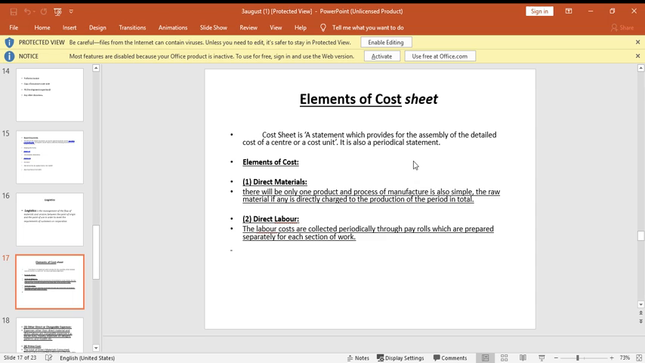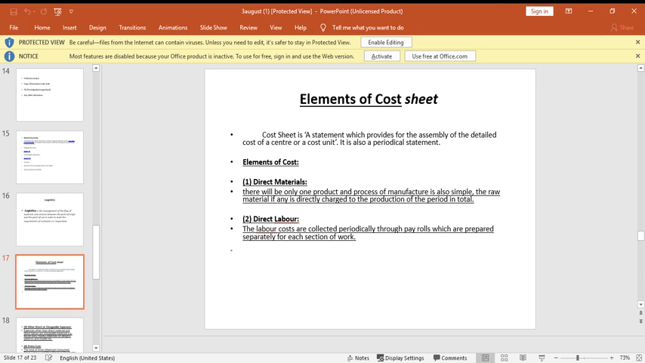Now we are going to learn what the elements of a cost sheet are. Before learning the elements of the cost sheet, we are going to learn what a cost sheet is. A cost sheet is a statement which provides for the assembly of the detailed cost of a cost center or cost unit. It is also a periodical statement. So elements of cost. There are 14 elements of cost.